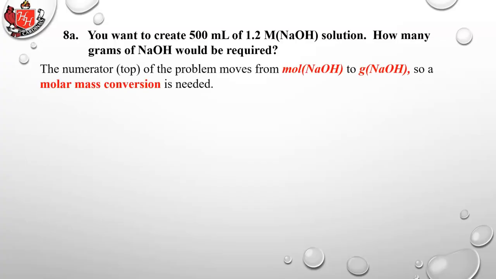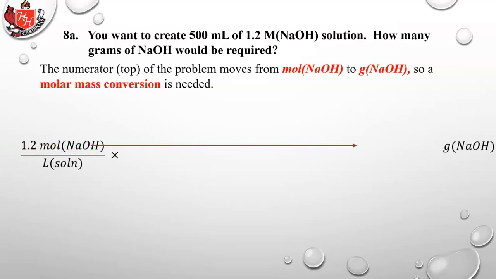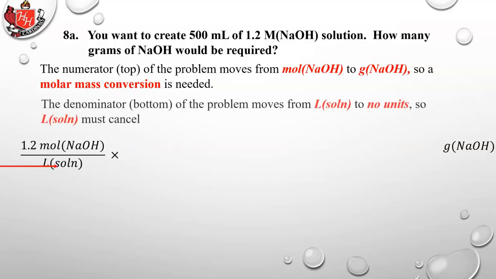So the numerator, the top of the problem, moves from moles of NaOH to grams of NaOH. Okay, so that's a molar mass conversion. So there we go. On the right, you want to find grams of NaOH. That's what the question is asking you for. On the left, you're starting with the molarity, 1.2 moles of NaOH per liter of solution. That's molarity. So the first conversion is going to be moles to grams.